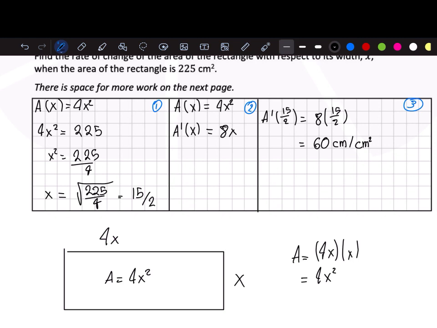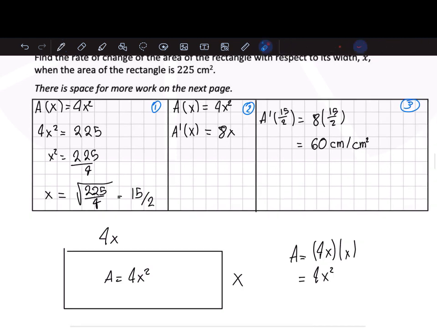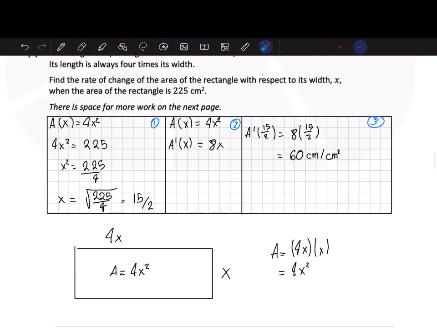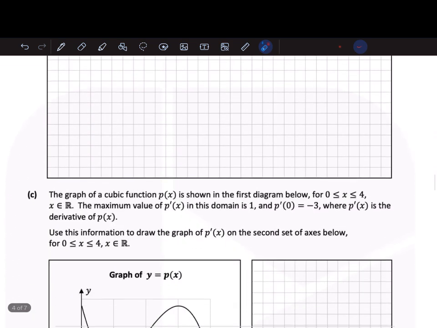So when we have a value of 15 over 2, the area is changing at a rate of 60 centimeters. Depending on what value we choose is going to impact what this changes. So if we take x equal to 1, for example, f prime of 1 is equal to 8 times 1, which is just equal to 8. So that would be 8 centimeters per centimeter squared. And then as we increase it, it's getting bigger and bigger every single time. Any questions on that, or you want me to explain it further, just let me know.